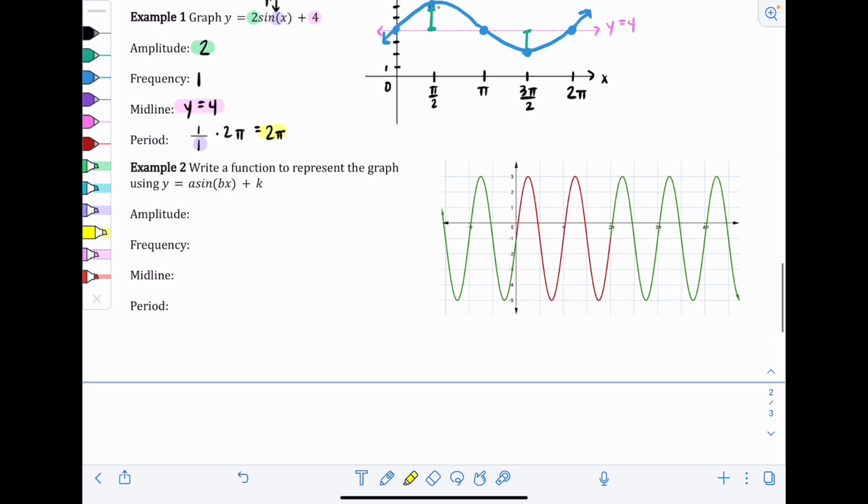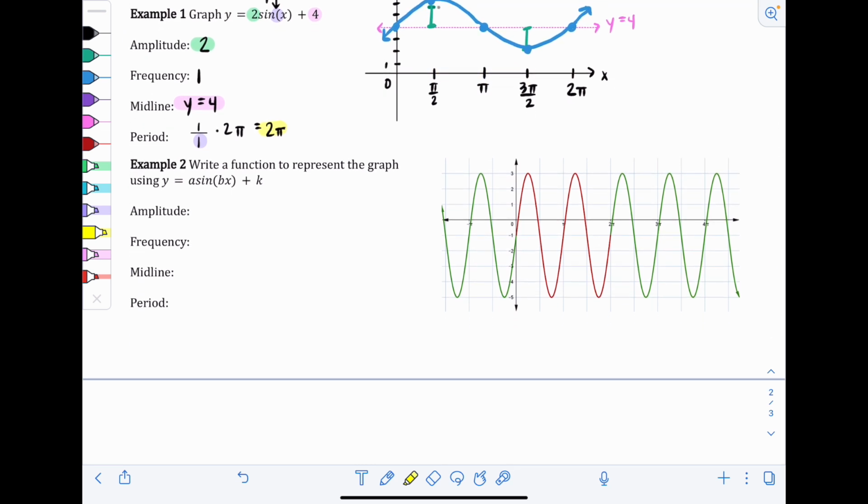Okay, so example 2, this is the last one. Write a function to represent the graph using y equals a times sine b of x plus k. Notice there's no h in here, and that's because we're not going to deal with any horizontal shifts yet. So in order to write this, we have to find amplitude, frequency, midline, and period. You don't need to find them in that order.